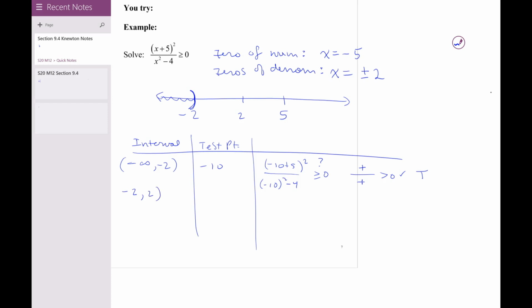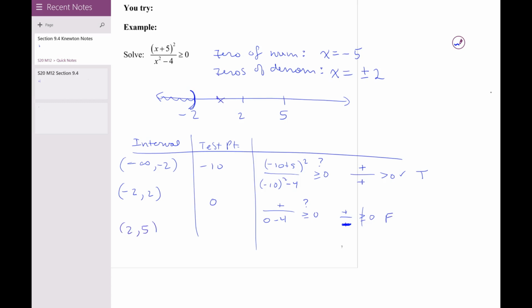So then we have negative 2 to 2, and 0, of course, is an easy one to test. So then I'm going to have some positive number, and it really doesn't matter which, I just need to know positive or negative. But then I have 0 minus 4 in the denominator, which is negative. So this is not true, so I do not want this piece of the number line.